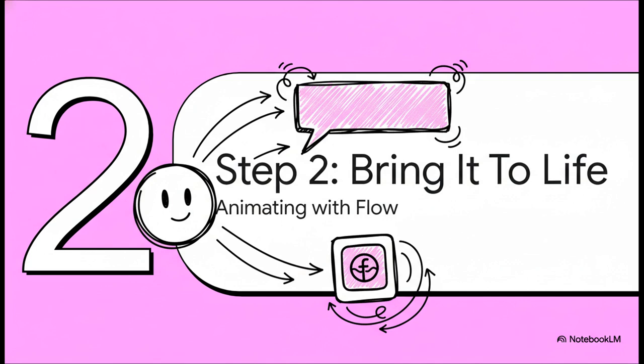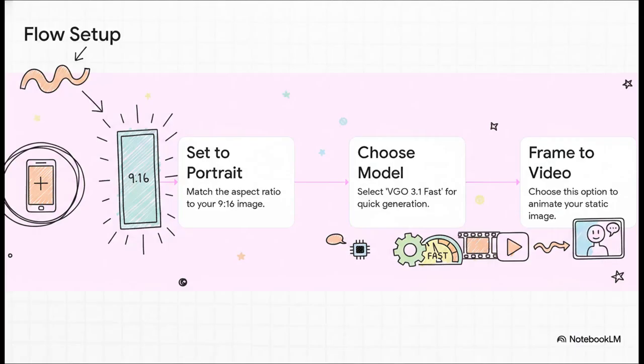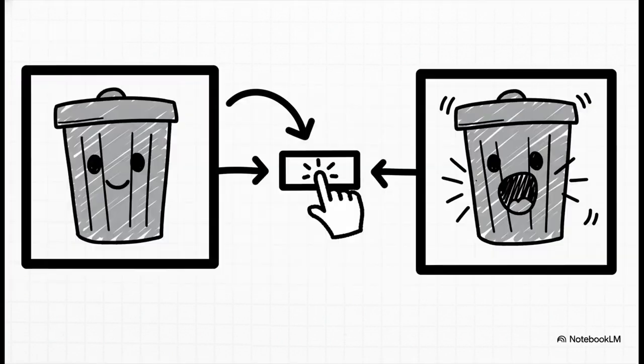This is where we take that static image and we actually make it talk. For this part, we'll be using another free tool called Flow. The setup in Flow needs just a few specific settings to get it right. Once you start a new project, make sure you set the aspect ratio to portrait so it matches the image we just made. Then, for the model, you're going to choose Veo 3.1 Fast for some quick results, and then just select the frame to video option. From there, it's as simple as uploading the character image you just created back in Gemini.